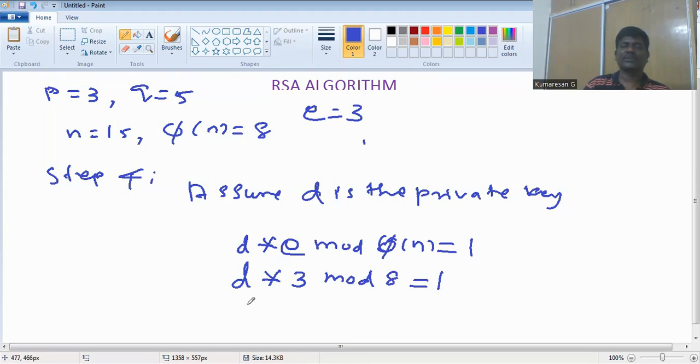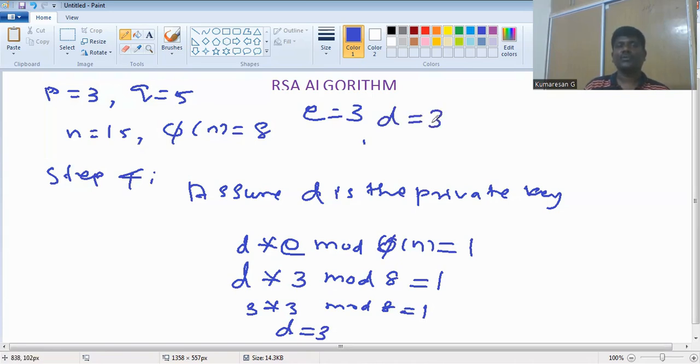Suppose we are taking D values. Whenever we multiply with the D value, the remainder must be 1. So which is the correct number? 3. Suppose we take 3 into 3, which is 9. 9 mod 8 is 1, so the condition is satisfied. So D is equal to 3. This is the private key value.